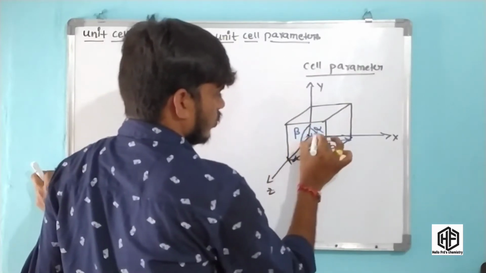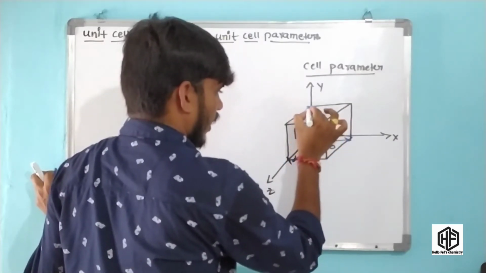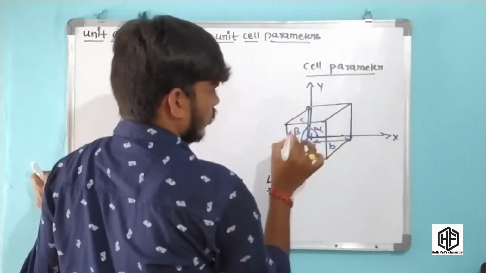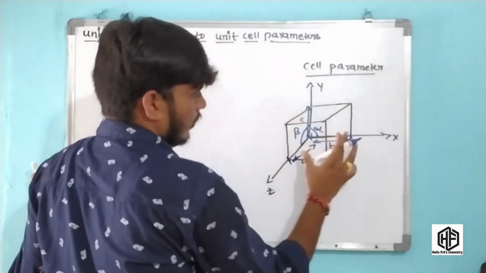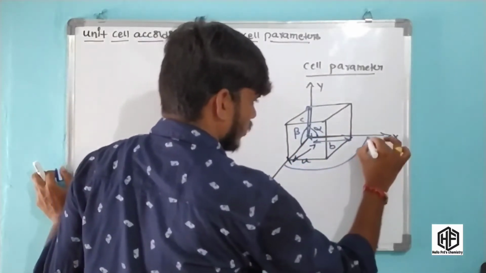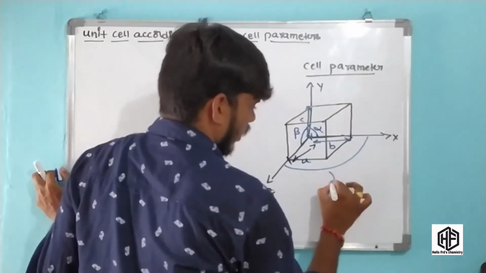And another one I am representing is this length, the height of this unit cell, represented by c, and this c is perpendicular to these two axes. The angle between these two axes is like this. This angle is gamma.